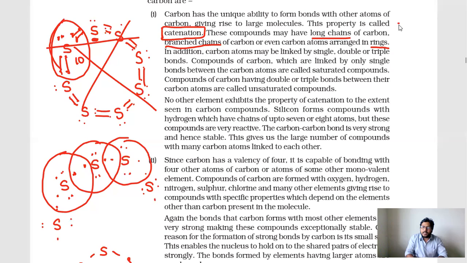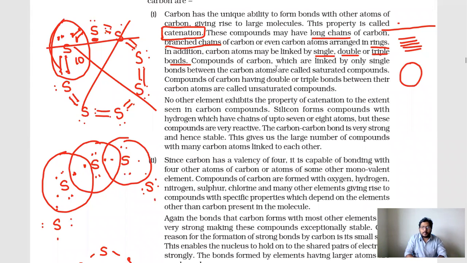So you can find long chains. Chains means in a straight line. Branched chains means like that, chain by chain we can find. Or you can find them in the form of rings also, like that. Carbon compounds can be arranged like this. In addition, carbon atoms may be linked by single, double, triple bonds. So carbon can go with a single bond. You take oxygen, it can go with only a double bond. But carbon can go with single bond, double bond, triple bond.